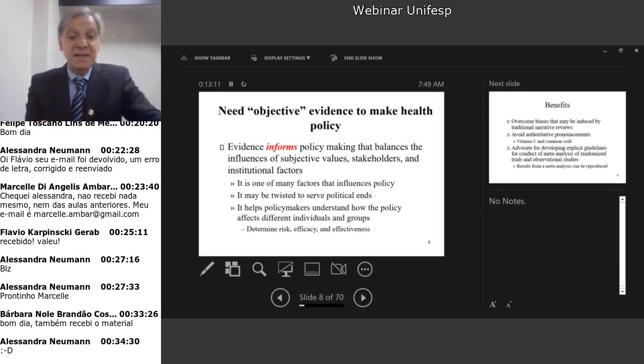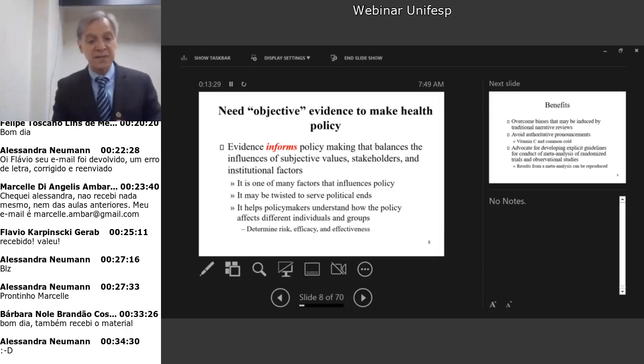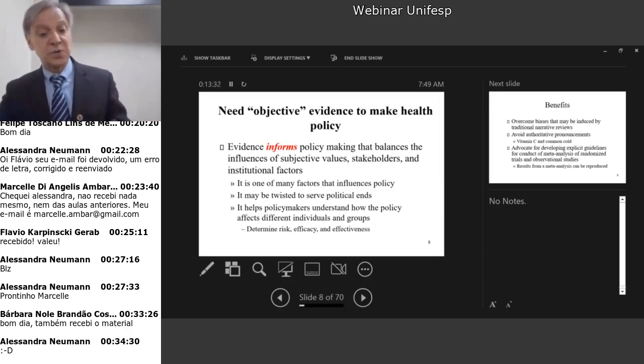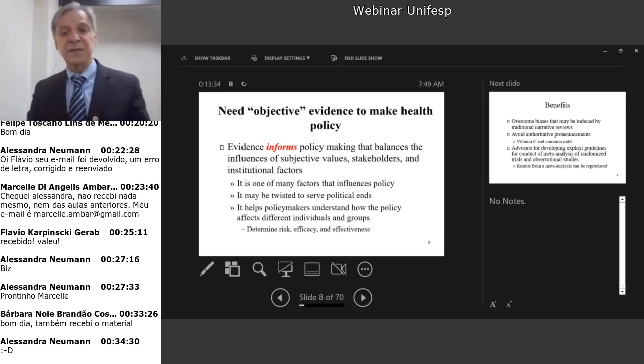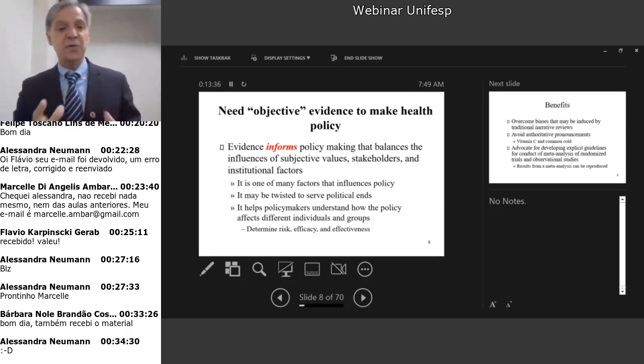Evidence-informed policy making balances the influence of subjective values, stakeholders, and institutional factors. It is one of the many factors that influence policy now in America. It may be twisted to serve political ends. I doubt it, if the science is good and you have a good meta-analysis. There's no politics that can twist the findings. I don't think so. It helps policymakers understand how the policy affects different individuals and groups, and determine risk, efficacy, and effectiveness. So you'd love to have something like that.